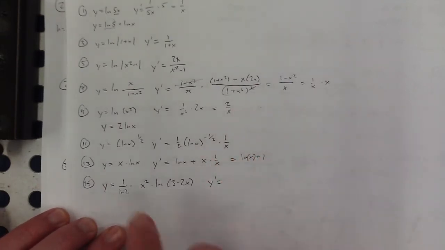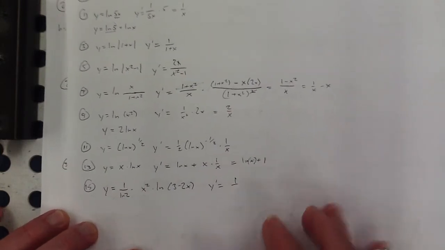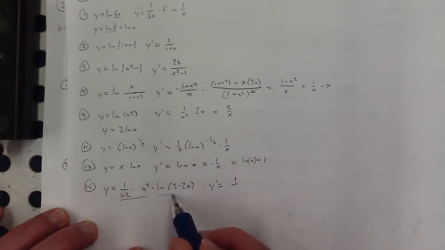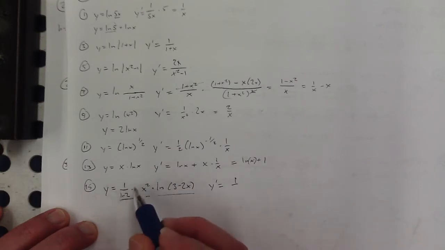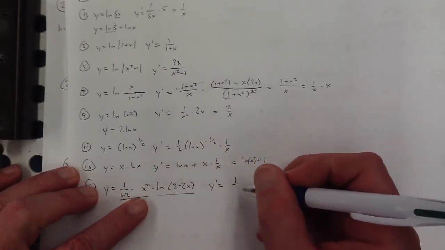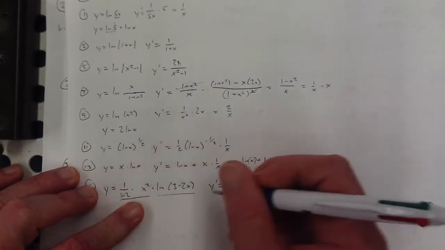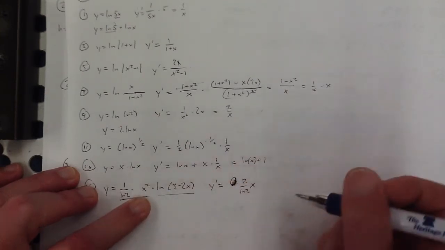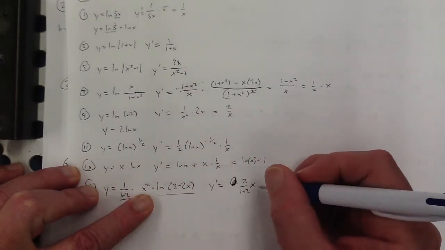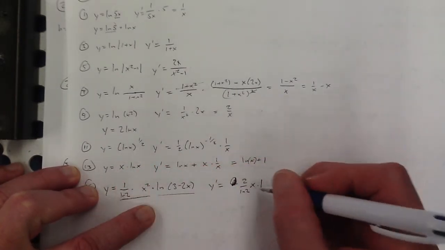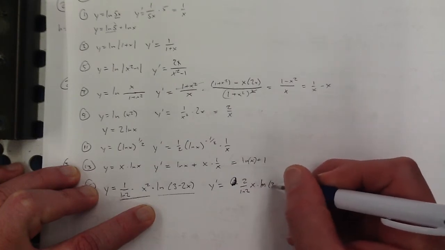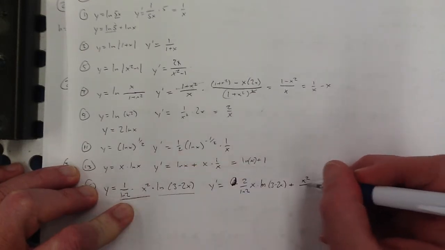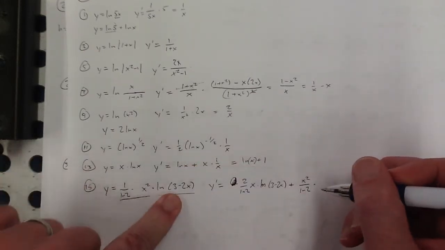Let's see. That's just a constant. I'll treat this as my first and this as my second in my product rule, and of course this is just a number. So the derivative of the first is 2 over natural log 2x, right? Kicking the exponent out to the front, times the second, plus the first, times the derivative of the second.